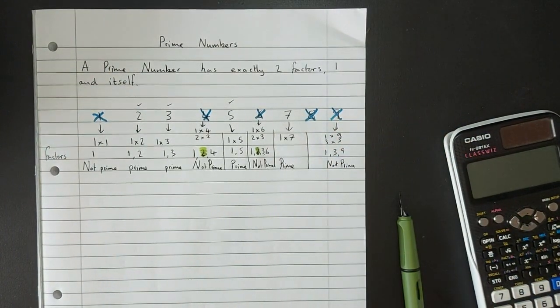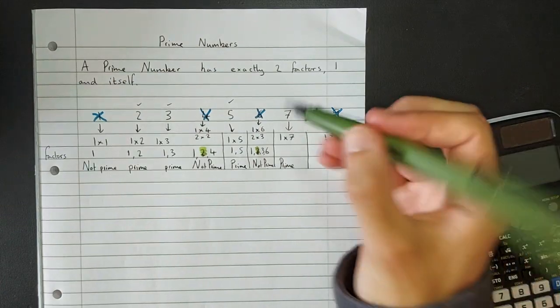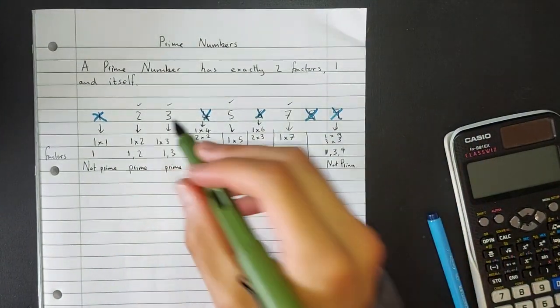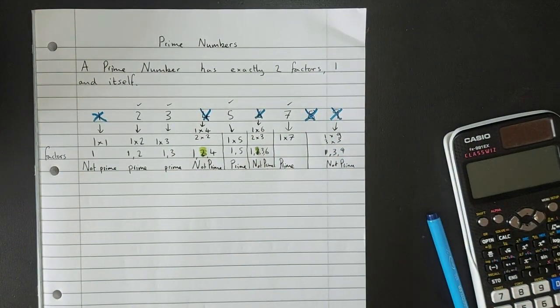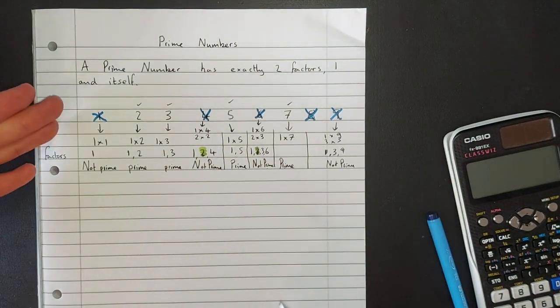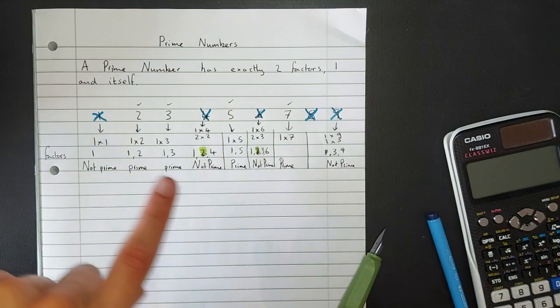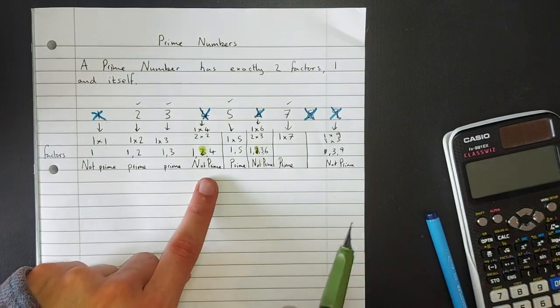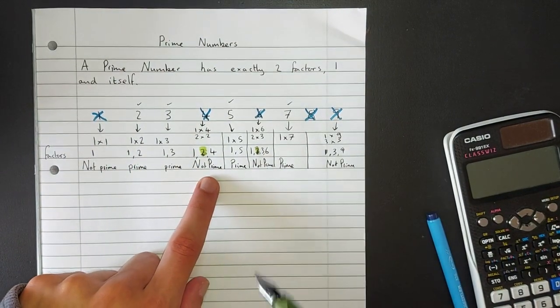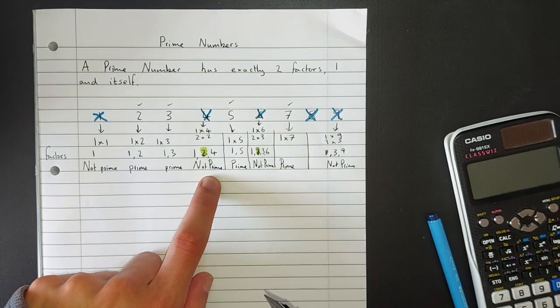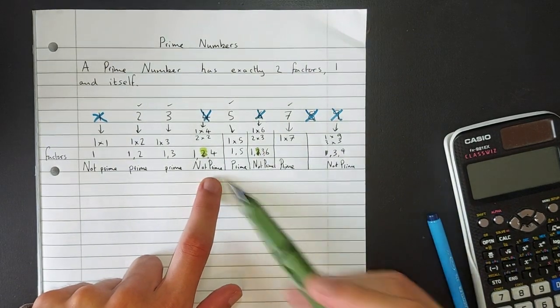Okay, so between 0 and 10, our prime numbers are 2, 3, 5, and 7. Remember, 1 is not a prime number because it has one factor. A prime number has to have 2. 2 and 3 are both prime. Then 4 is a square number, so that means by its nature it has another factor, which is 2, so it's not prime.